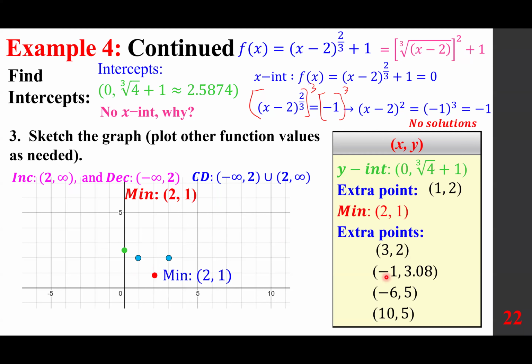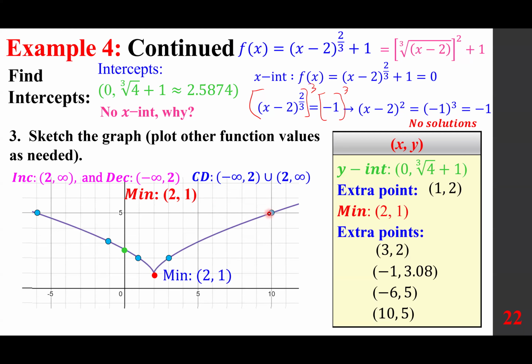But let's say negative 1, 3.08 is a little bit above 3, just a tad. Negative 6, this is negative 5. Negative 6, go up by 5 here. 10, 5, 10, 5 is here. Put them all together. You're done.